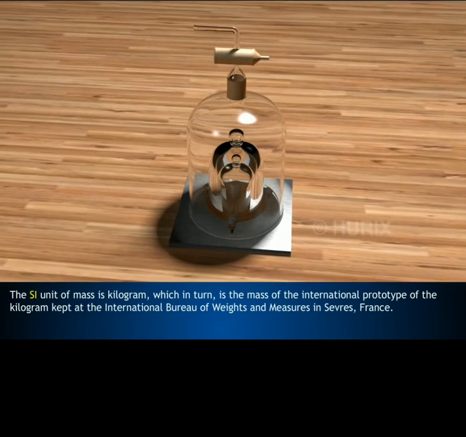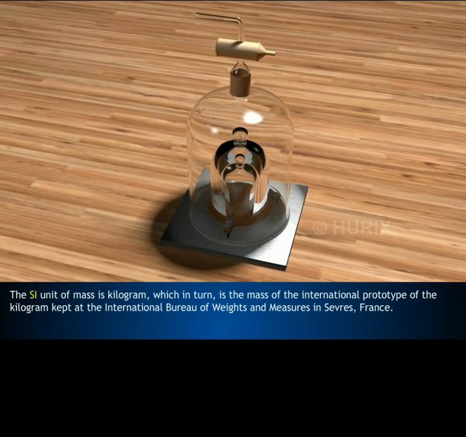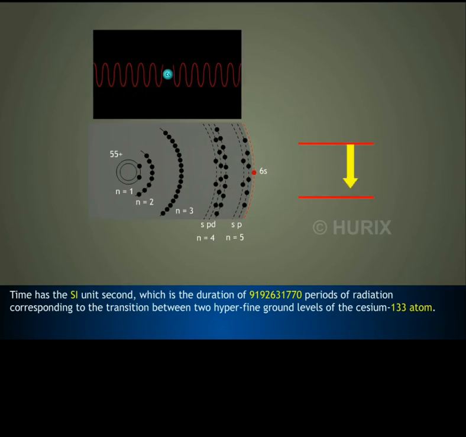The SI unit of mass is kilogram, which in turn is the mass of the international prototype of the kilogram kept at the International Bureau of Weights and Measures in Sèvres, France. Time has the SI unit second, which is the duration of 9,192,631,770 periods of radiation corresponding to the transition between two hyperfine ground levels of the cesium-133 atom.